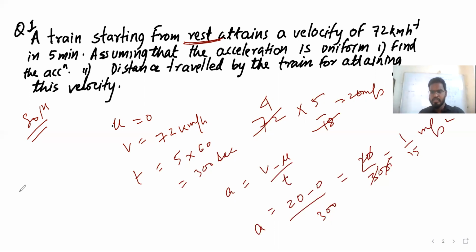Either you can use v square is equal to u square plus 2as, or we can use s is equal to ut plus half at square. Any formula you want to use, you can use these two formulas. So let's take s is equal to ut plus half at square. Why am I using this? Because it will become easy.